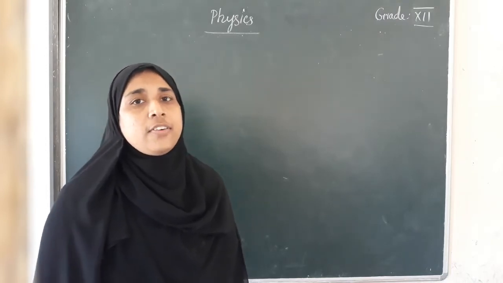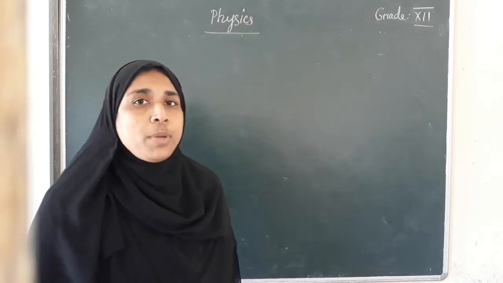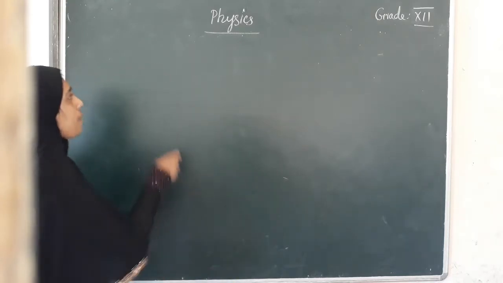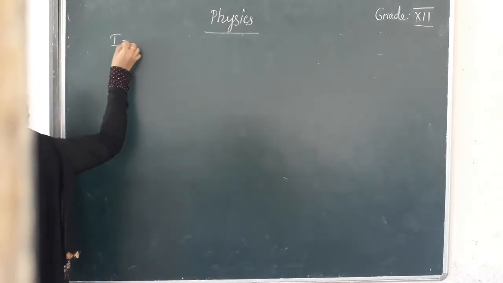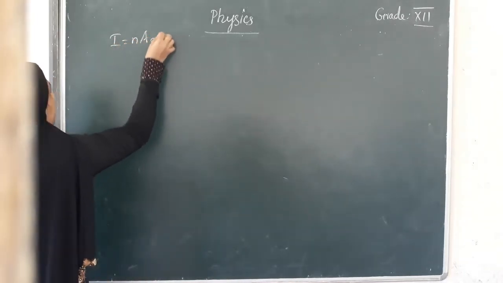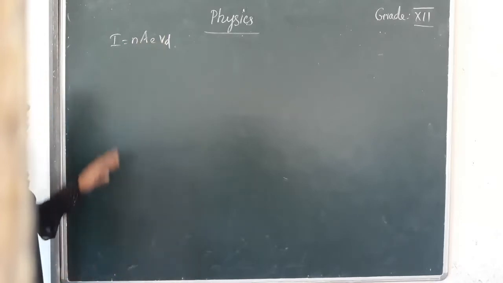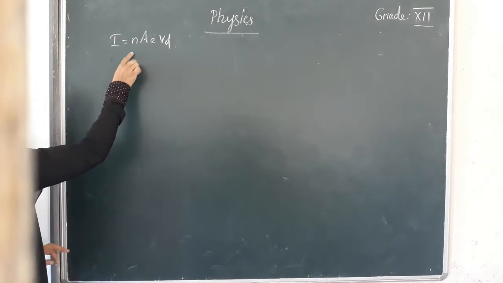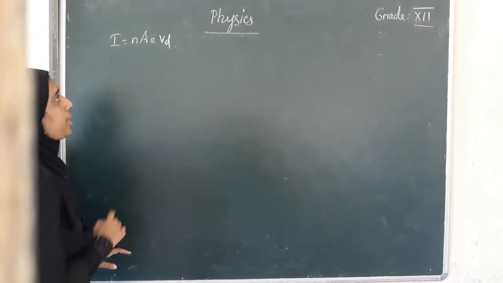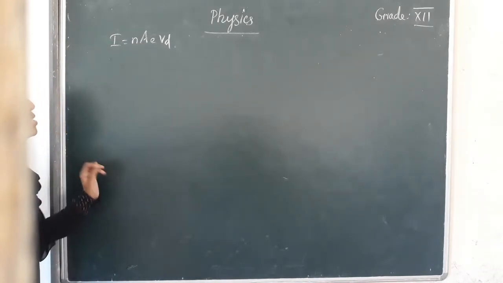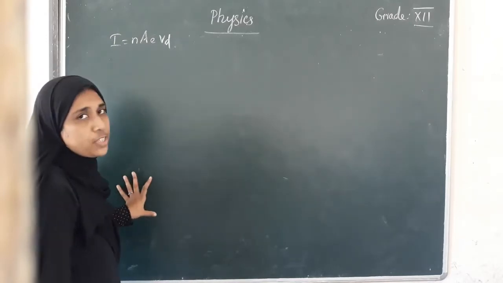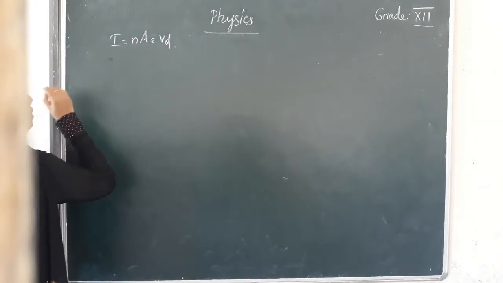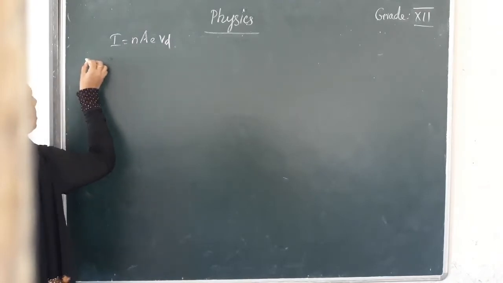At last we have learned the microscopic model of Ohm's law. In the microscopic model of Ohm's law, we got the expression I equal to N A e v_d. This is actually the microscopic model of current. N is the number of electrons per unit volume, A is the area of cross section, e is the charge of an electron, v_d is the drift velocity. From this, we have learned another concept, current density.